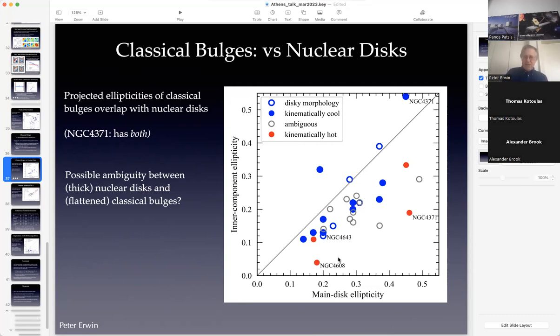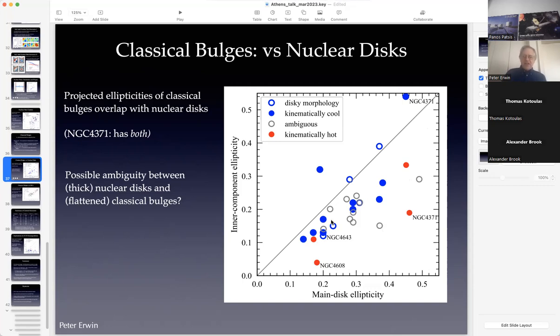And here's NGC 4608 down here. NGC 4371 has both. It has a small hot structure we think is a classical bulge, and a larger kinematically cool structure we're calling a nuclear disk. And then there are these gray circles. The gray circles are things where there isn't any clear evidence for disky morphology, like nuclear rings or nuclear bars. But we don't really know about the stellar kinematics very well, or at all.